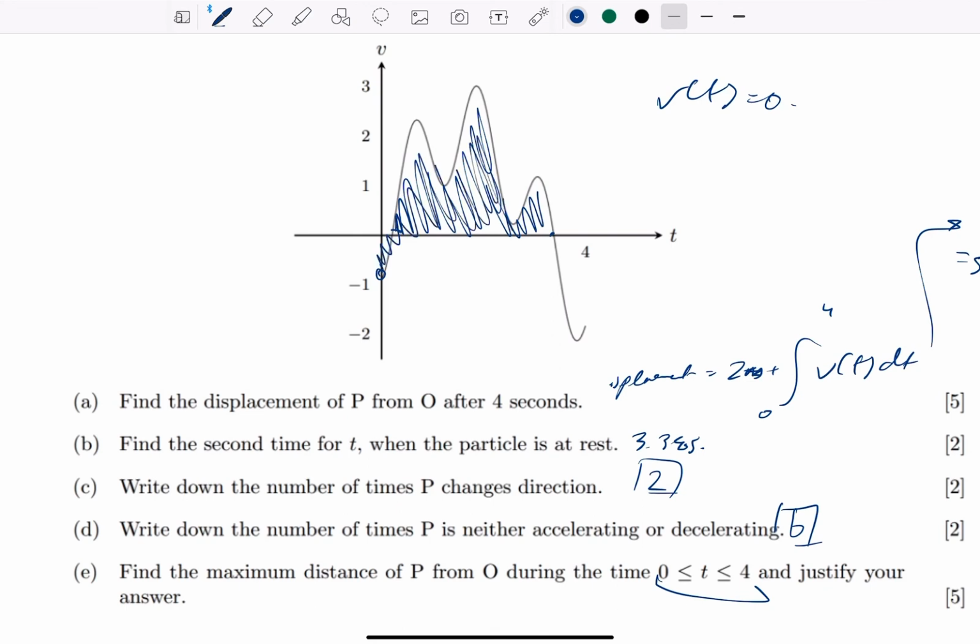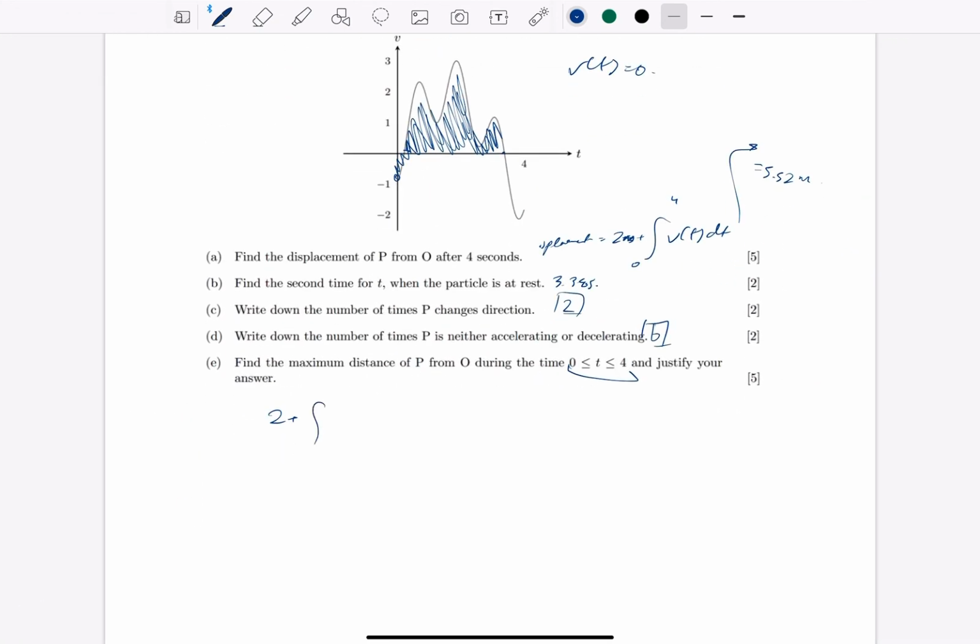This is our maximum. And so it's really just 2 plus the integral from 0 to our second root, which we calculated to be, at least for me, when I calculated the graph, 3.38. We start from 0 seconds to 3.38 seconds of v of t with respect to t, and if I plug that in, hold up. I get 6.47 meters.